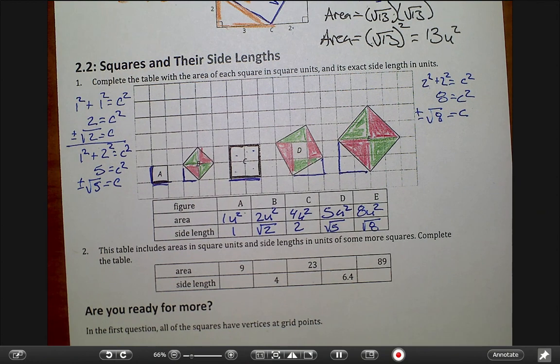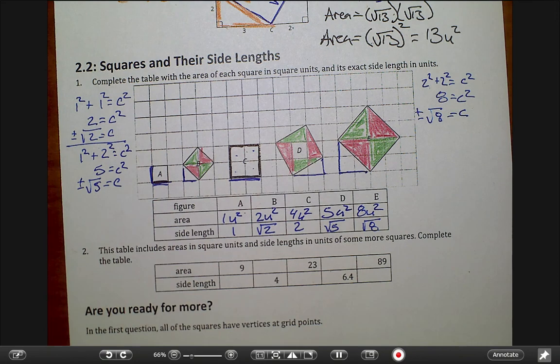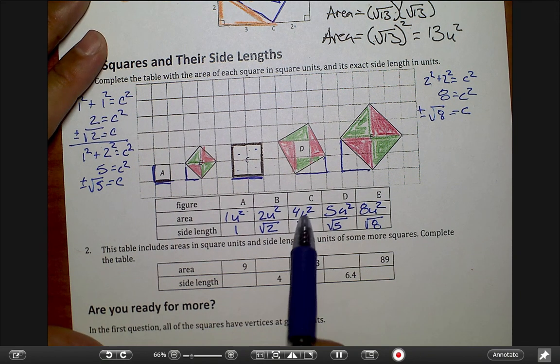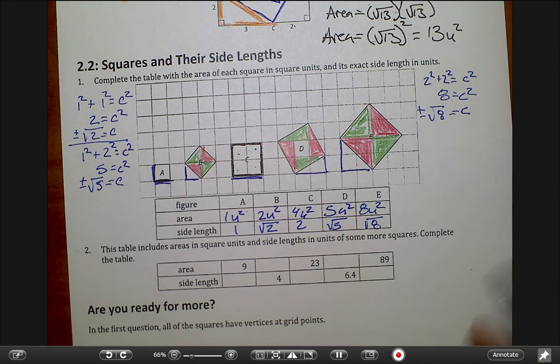It's not going to be a perfect number. So if I were to get to the next one and said square root of 9, you would say 3, because square root of 9 is 3, isn't it? Just like right here when I did square root of 4, it gave me 2. That one is a perfect square, so it's not going to give me a weird decimal.